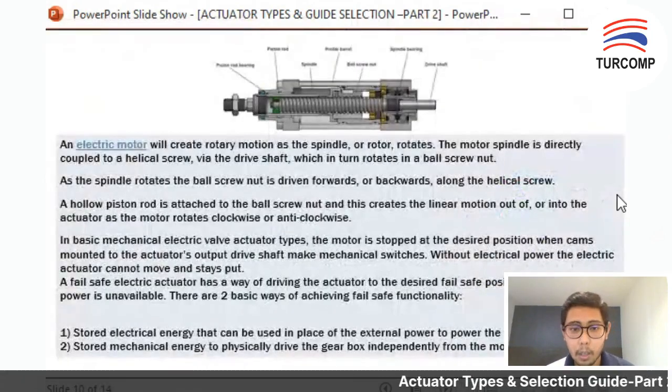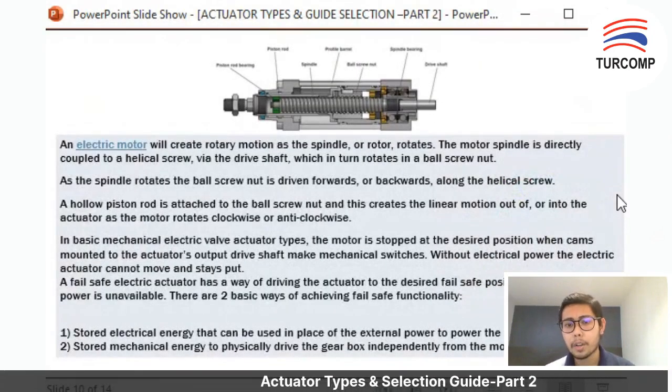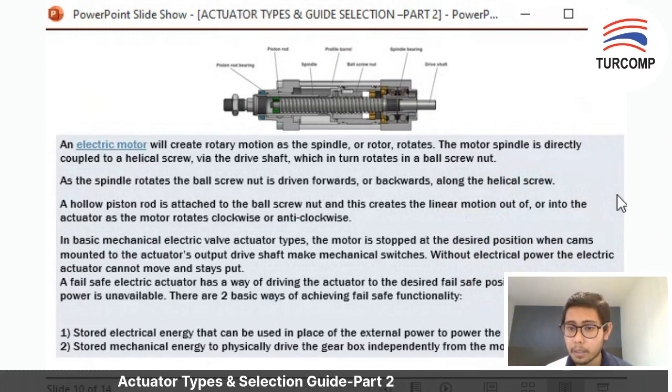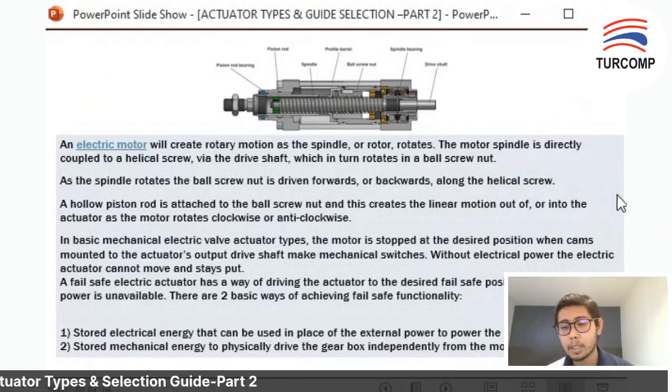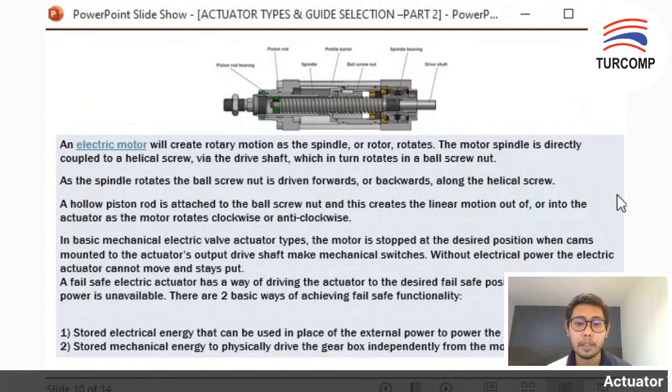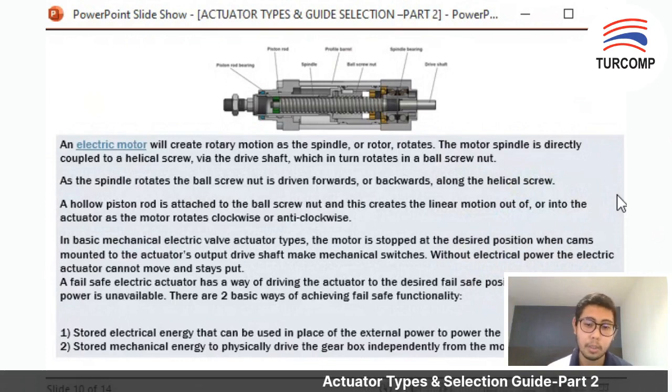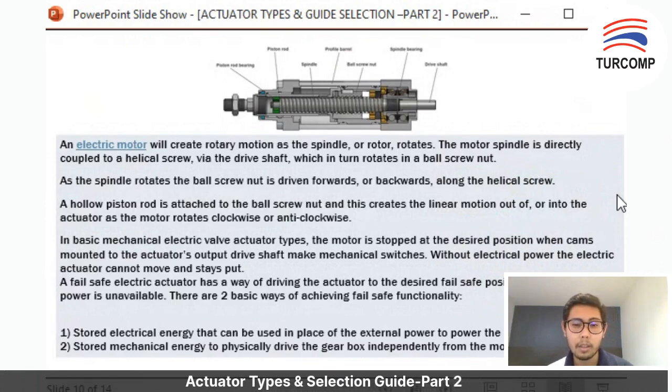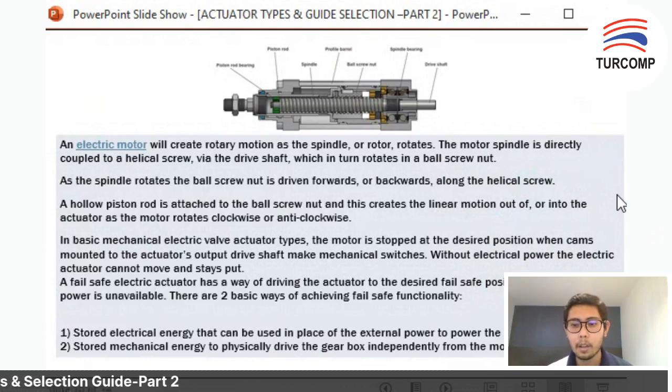So see. An electric motor will create rotary motion as a spindle rotates. The motor spindle is directly coupled to a helical screw via the drive shaft, which in turn rotates in a ball screw unit. So as the spindle rotates, the ball screw nut is driven forwards or backward along the helical screw.